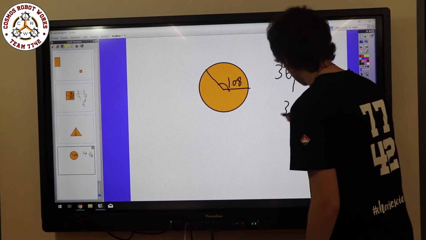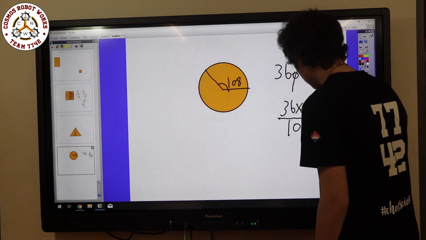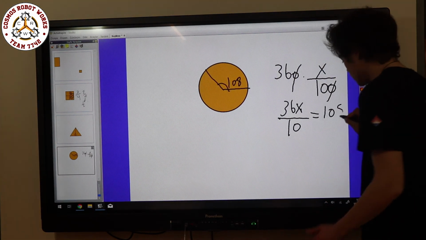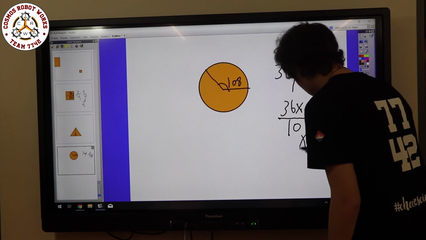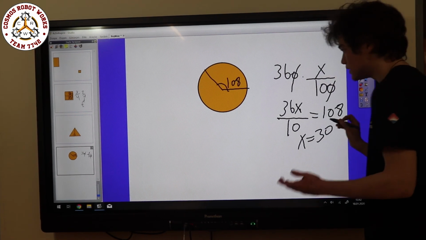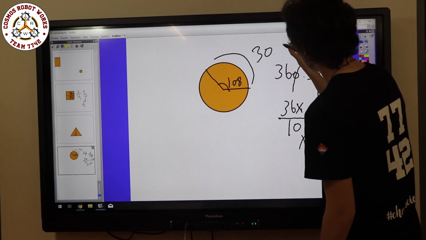equation we get is 36 times x divided by 10 equals 108. And I'm not going to do the maths here, but if you divide this, x is 30, which means this part over here is 30%.